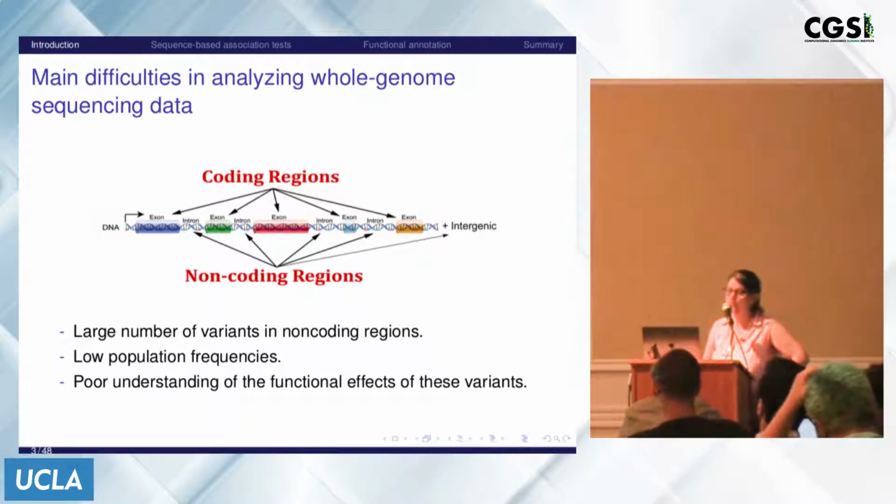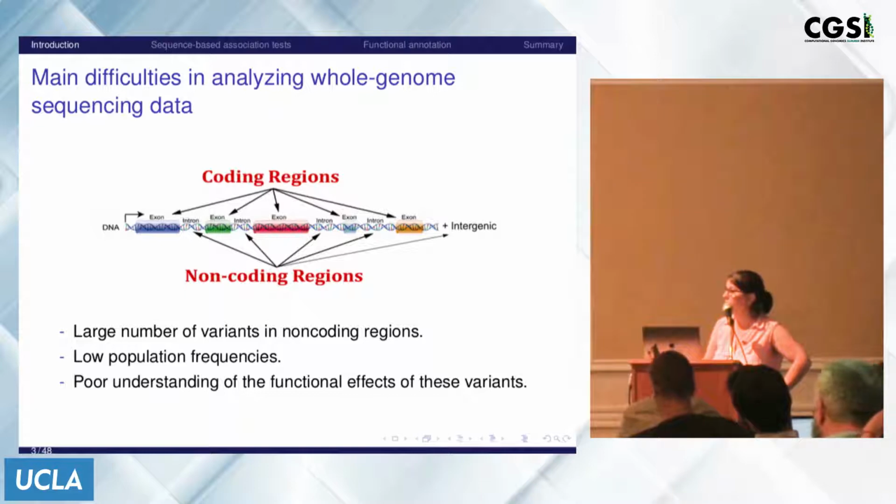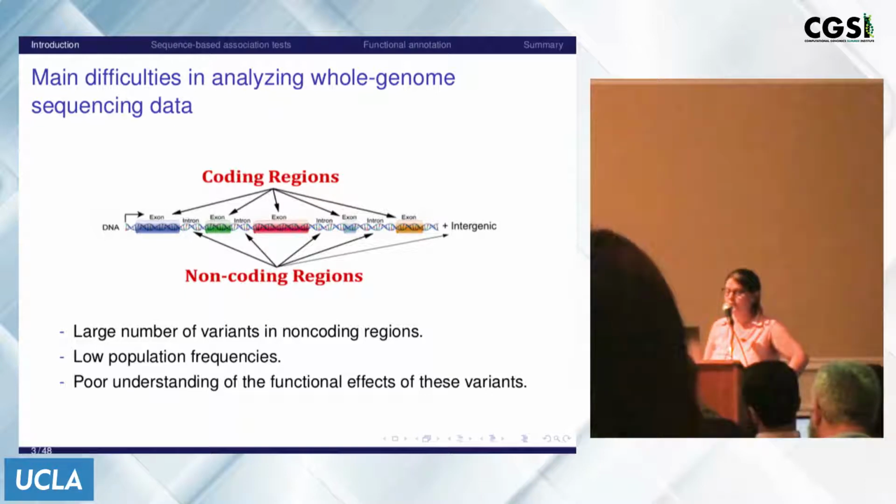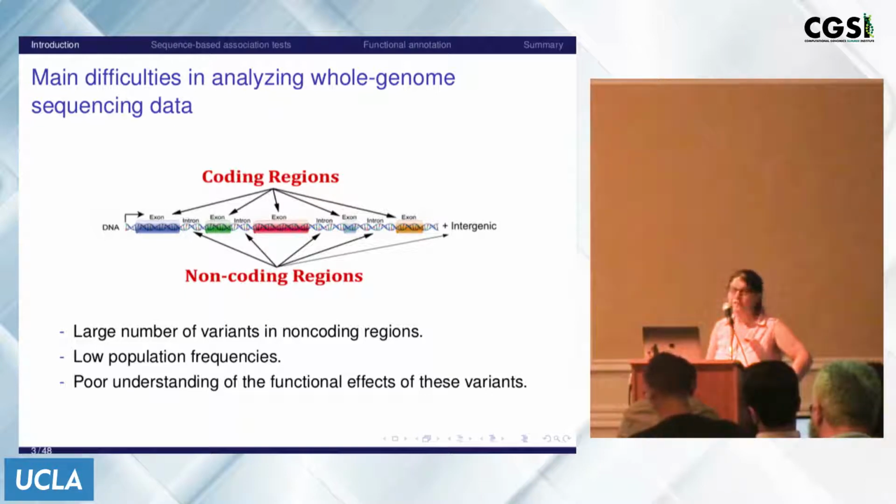the nature of the data. When we sequence whole genomes, we're going to identify a large number of variants in the non-coding parts of the genome. For the most part, these variants have low frequency in the population. And furthermore, we have a fairly poor understanding of their functional effects at the molecular level. So it's really difficult to prioritize the variants we identify based on their functional effect. Given all these issues, we have to be a little careful of how we analyze this data.